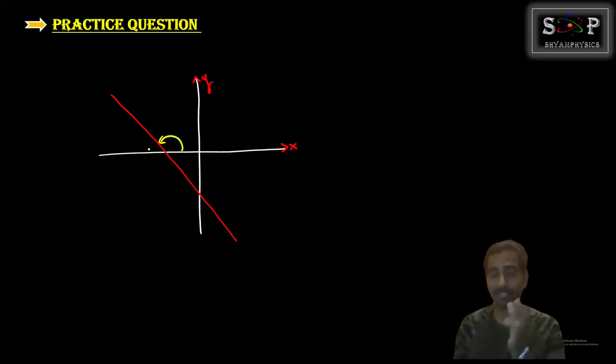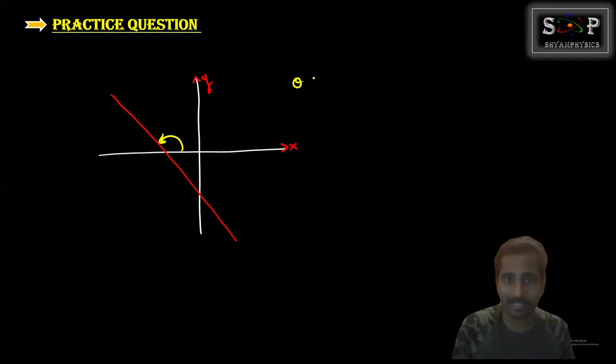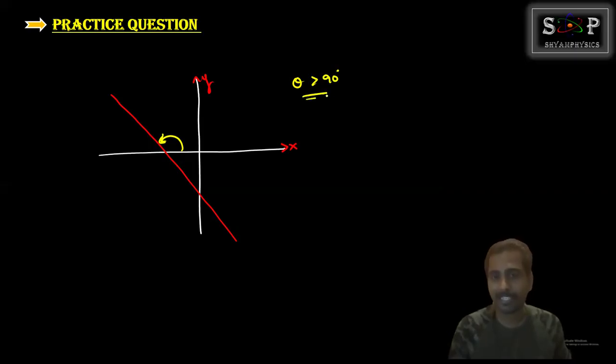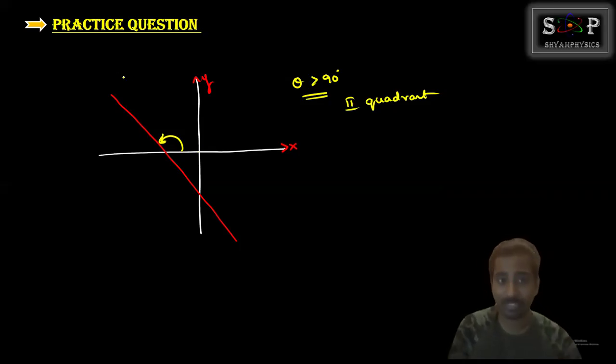Don't think like that, sir. Second quadrant, not like that. What angle theta is it making with respect to the x-axis? It is making greater than 90 degrees. Greater than 90 degrees means in which quadrant will it fall? It will fall in the second quadrant. Correct? Now the line exists in the second quadrant.